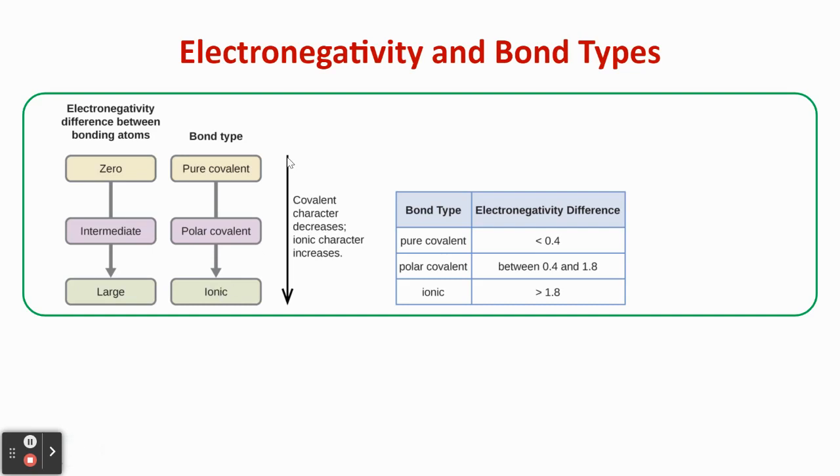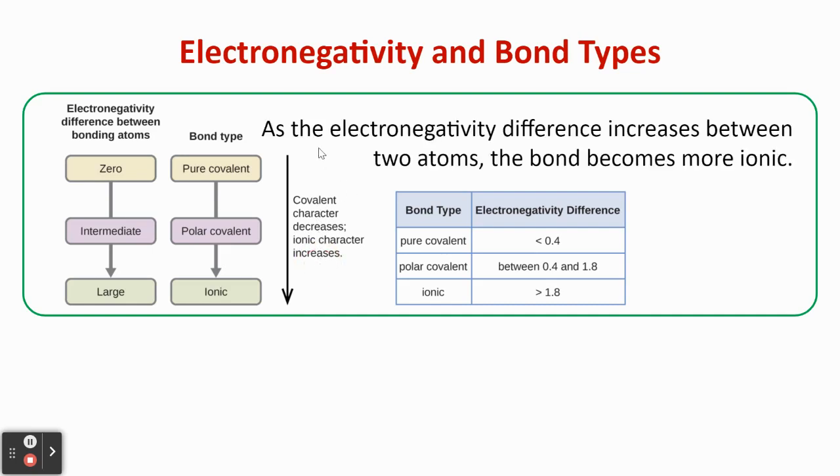So as we go from 0 to 4 for our electronegativity differences, the covalent character decreases and the ionic character increases. As electronegativity differences increase between two atoms, the bond becomes more ionic. Generally speaking, if the difference in electronegativity is less than 0.4, it's considered to be a nonpolar covalent bond. If it's between 0.4 and 1.8, it's a polar covalent bond. And if it's greater than 1.8, it's an ionic bond.